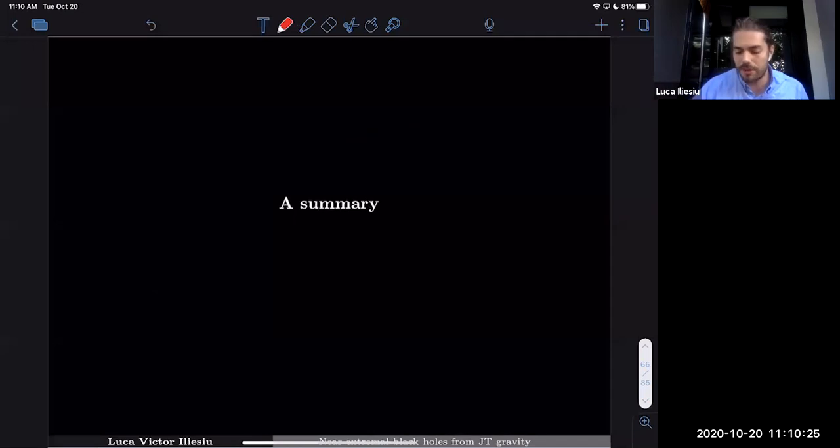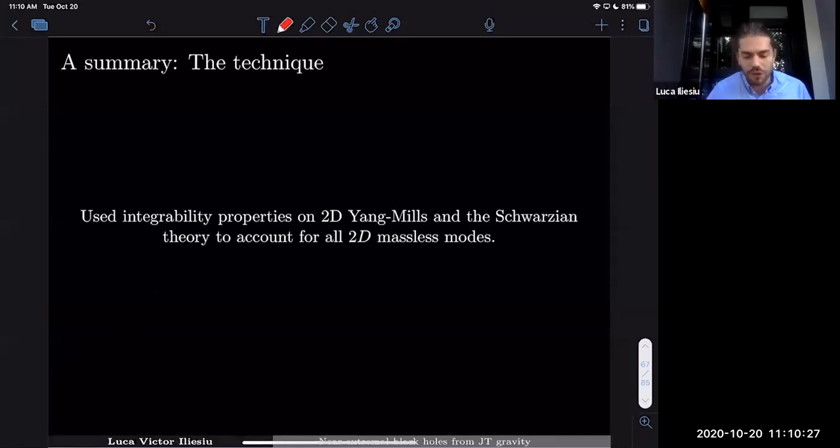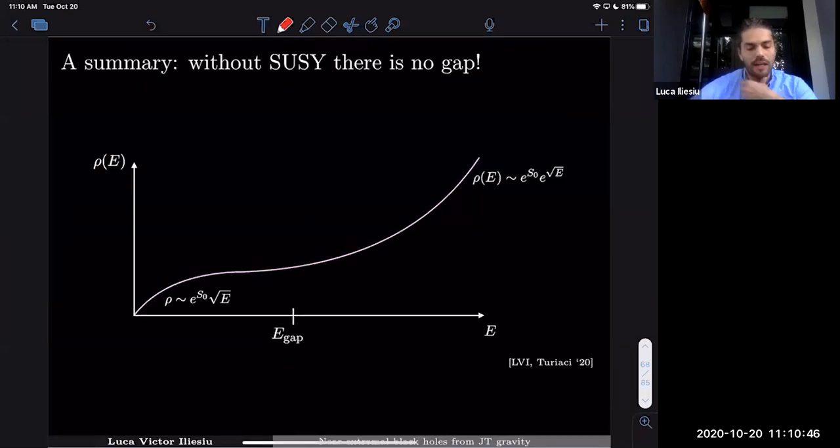Good. So just to summarize, in this talk, we've used integrability of 2D Yang-Mills and of the Schwarzian theory to account for all the 2D massless modes that can possibly occur from a dimensional reduction of near-extremal black holes, either in supergravity or just in Einstein-Maxwell theory. For the case without supersymmetry, we found no gap, which also suggests that e to the S0 does not count the degeneracy of the extremal state.